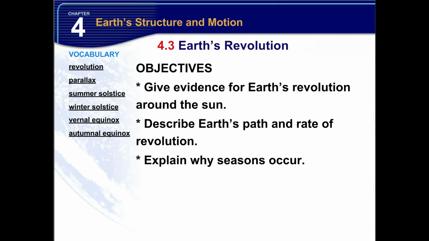Now in 4.3, Earth's revolution. There are three objectives. Give evidence for Earth's revolution around the sun, describe Earth's path and rate of revolution, and explain why seasons occur. There's a vocabulary list on the left.